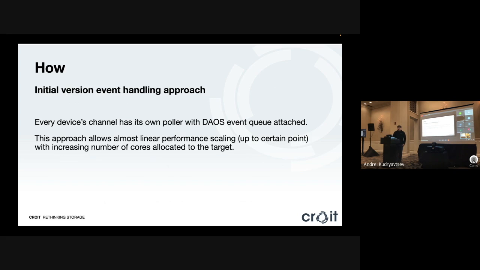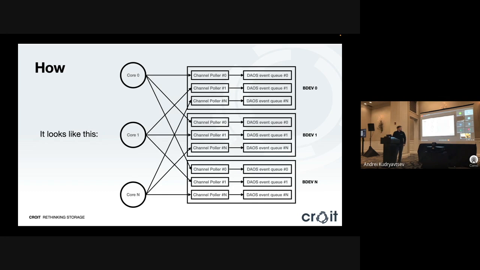The initial version of the implementation was that every device channel has its own poller, and behind that poller is the DAOS bdev. We tested this. It had pretty linear scale, so more channels, more pollers, more performance, eventually up to the limits of the cluster. This is how it looks based on cores, mapping the cores to the SPDK bdevs. Bdevs are basically virtual disks.